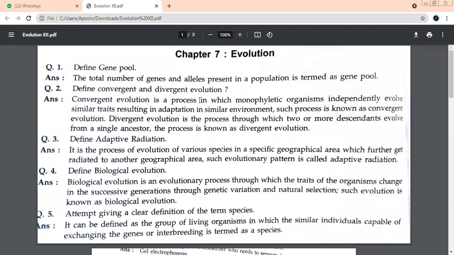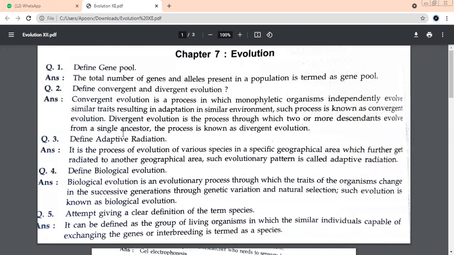Convergent and divergent evolution. What happens in this? This language is very difficult. Convergent evolution is where ancestors were different and the progeny resemble each other. They're coming closer to each other, converging. Divergent is just the opposite. Ancestors were the same, but because of geographical isolation or other reasons, the progeny in many generations have become different from each other. See, single ancestor, main thing is this only.